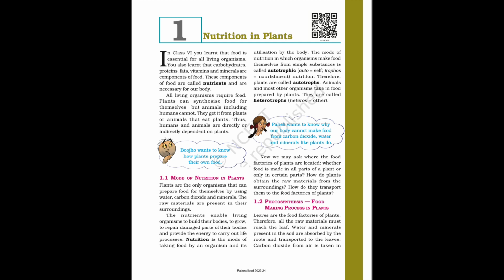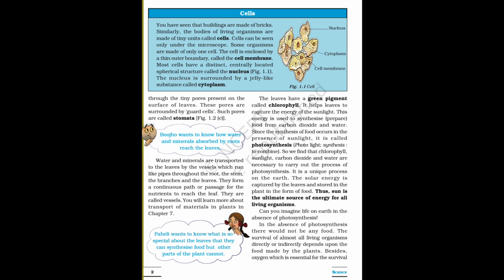1.2 Photosynthesis: Food making process in plants. Leaves are the food factories of plants. Therefore, all the raw materials must reach the leaf. Water and minerals present in the soil are absorbed by the roots and transported to the leaves. Carbon dioxide from air is taken in through the tiny pores present on the surface of leaves.